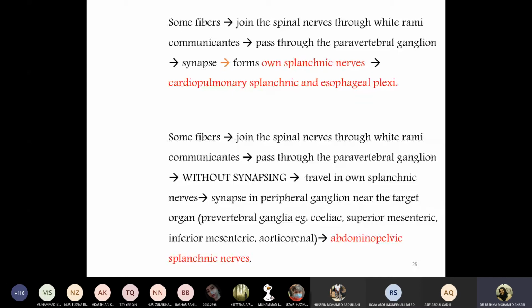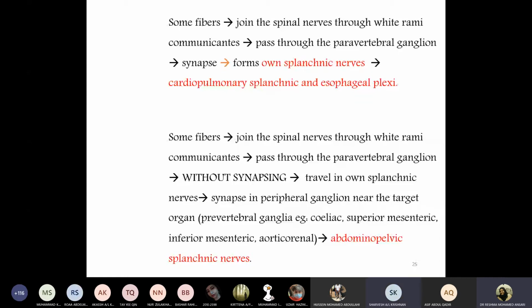They will go only to the peripheral ganglia near the organ, like on the surface of the stomach, or in the celiac plexus. And then they will innervate the abdominal and pelvic organs. So they are called abdominopelvic splanchnic nerves. Am I clear?